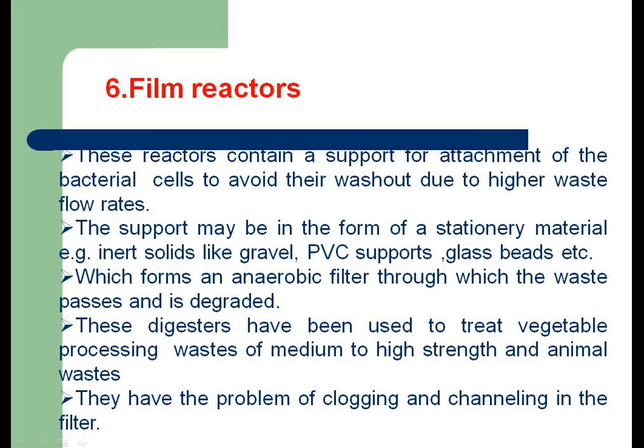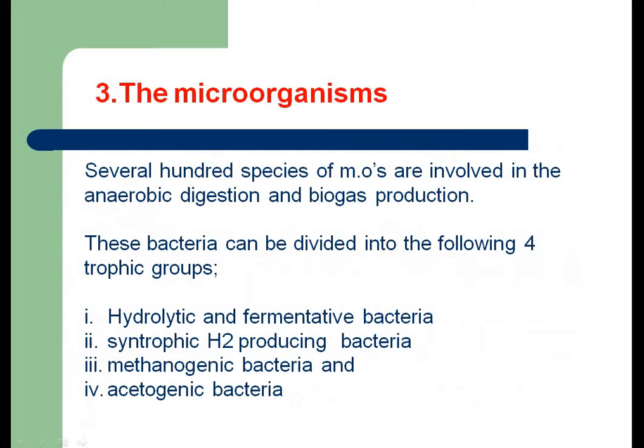The last one is the film reactors. These reactors contain a support for attachment of the bacterial cells to avoid their washout due to higher waste flow rates. The support may be in the form of a stationary material, that is inert solids like gravel, PVC supports, glass beads, etc. This forms an anaerobic filter through which the waste passes and is degraded. These digesters have been used to treat vegetable processing waste of medium to high strength and animal waste. They have the problem of clogging and channeling in the filter.